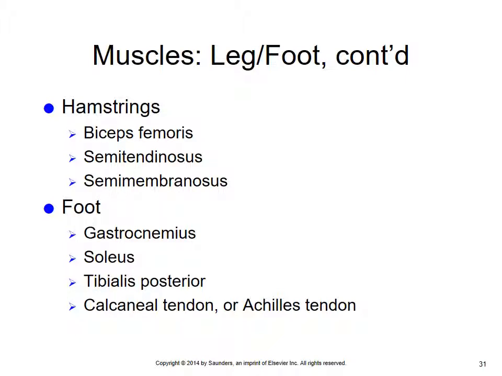So this concludes the little lecturette on the muscular system. There's a lot of material to digest, so I hope that you will read your text, study it carefully, and I will speak to you soon.